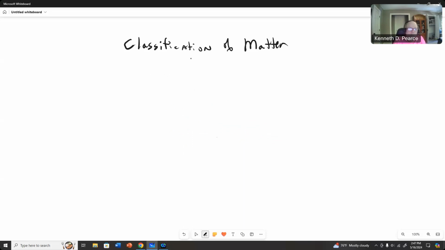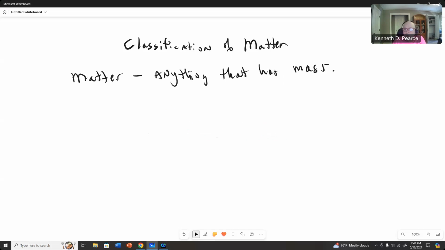Once again, matter is anything that has mass. Now, what is mass? Mass is the amount of material you have. That's not the same as how much something weighs. How much something weighs depends on where you're at. In other words, if you're on Mars, things weigh less. If you're on Earth, they weigh more. But you still have the same amount of stuff. You still have that mass.